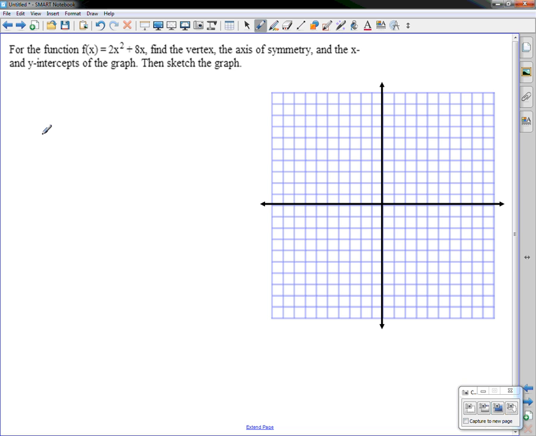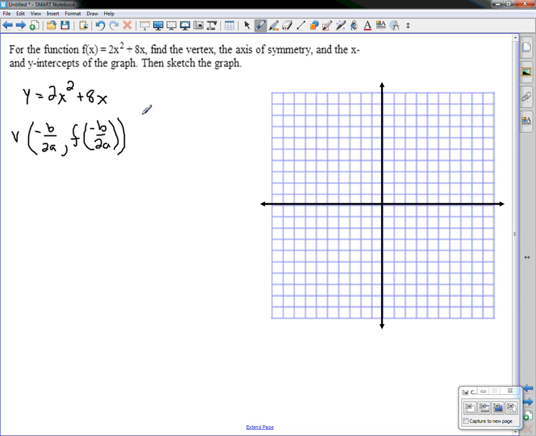Alright, so we have the equation f of x equals 2x squared plus 8x. So I'm going to go ahead and rewrite that down here. And remember, the f of x is just telling us that this is a function, so we can write this as y equals 2x squared plus 8x. So the first thing that I'm going to do is to find the vertex. The formula for finding the vertex is negative b over 2a comma f of negative b over 2a.